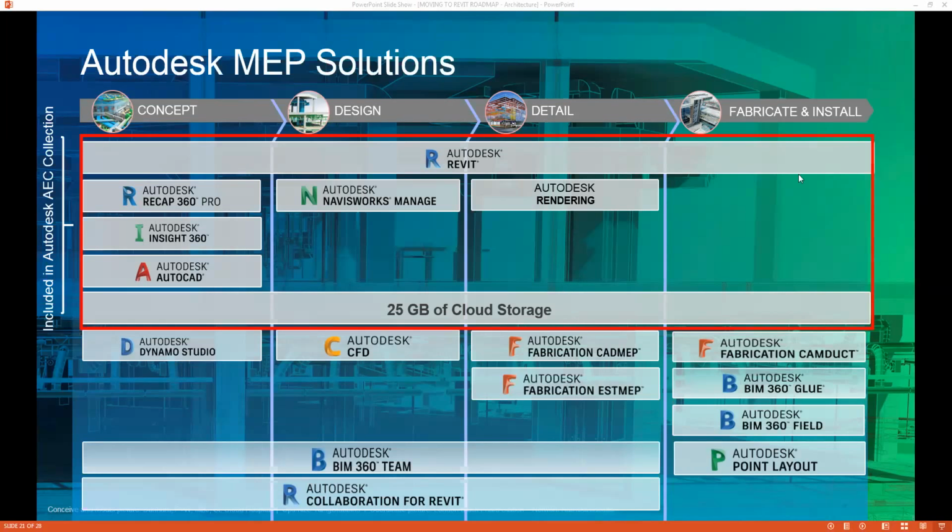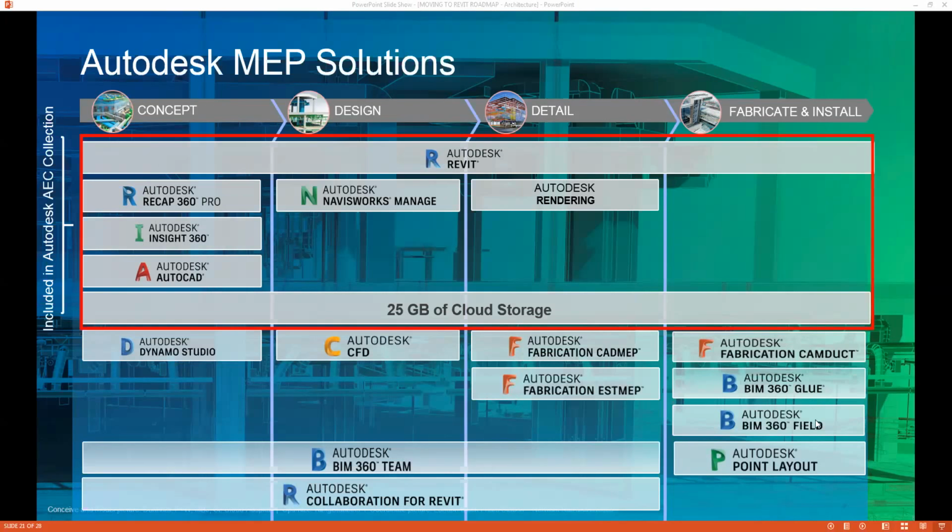So that's detail. Then for fabrication and install, we have Autodesk Revit, and then we have Autodesk Fabrication CAMduct. That has to do with the ducting system, I believe. I will need to verify that as well. The BIM 360 Glue is more like Navisworks in the cloud. It helps you put together your different professions and then check for clashes.